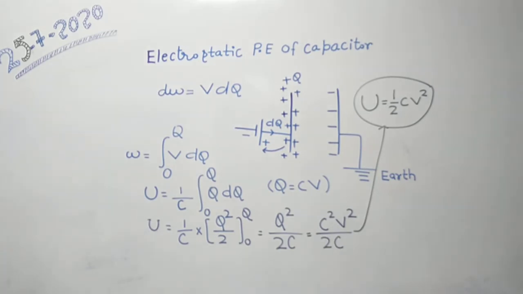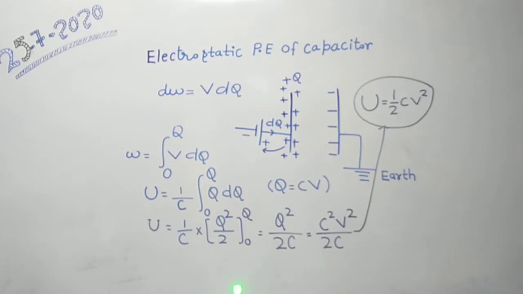First of all, you have to make a capacitor. This is a parallel plate capacitor having the charge plus Q and minus Q. Now first of all you have to give a small charge dq. For delivering the total charge, the external source will have to do the work. This work done, dW equals V into dq. Now you have to calculate the total work. W equals integration 0 to Q of V dq. You have to put the value by this formula, Q equals CV, 1 upon C, integral 0 to Q of Q dq.